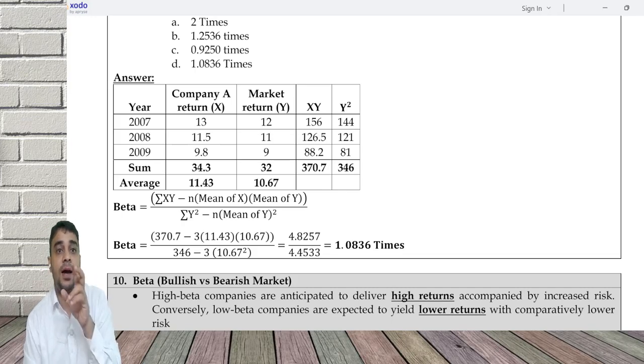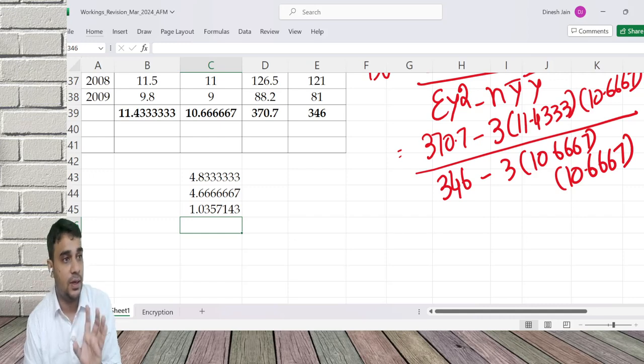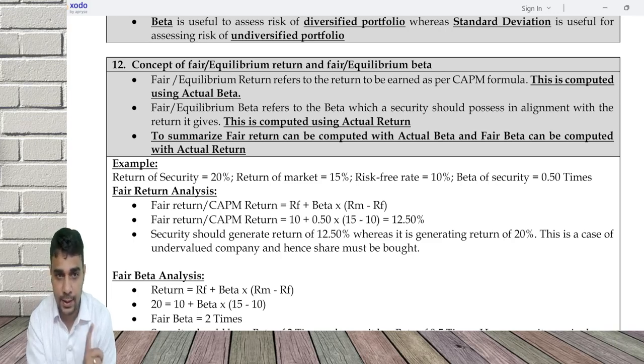If I apply the other two formulas and use the 10 column format without rounding off, I'll get exactly the same answer which I've got here, 1.0357143, without doing any rounding off. Clear? Any doubts on this? Can we proceed? Done. Concept of fair or equilibrium return, or fair and equilibrium beta. What is this fair and equilibrium return? The terms may look a little confusing, but understand this very clearly.